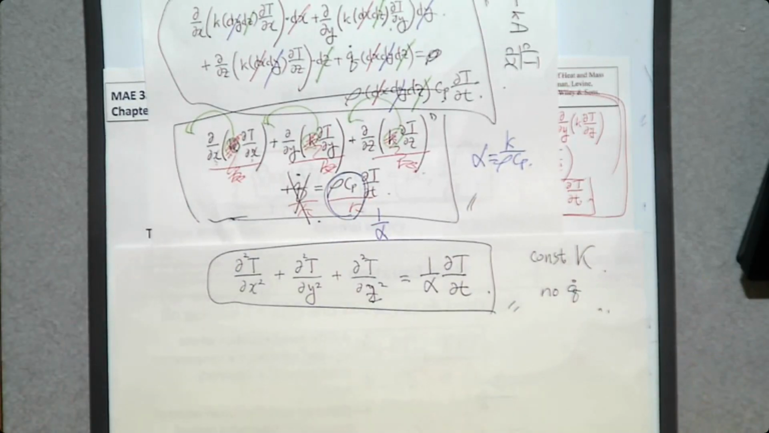Then, are you okay with this equation? As an engineer, I'm not okay with it. We want to simplify even further. How can you do that? We are considering X, Y, Z.